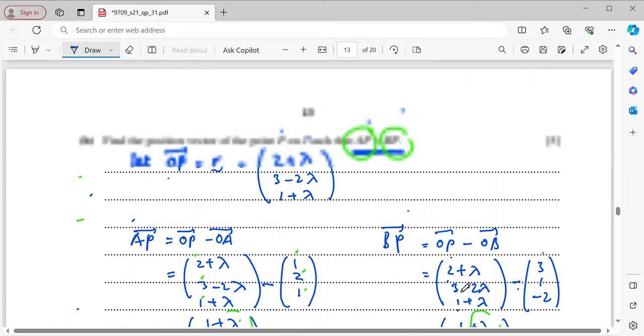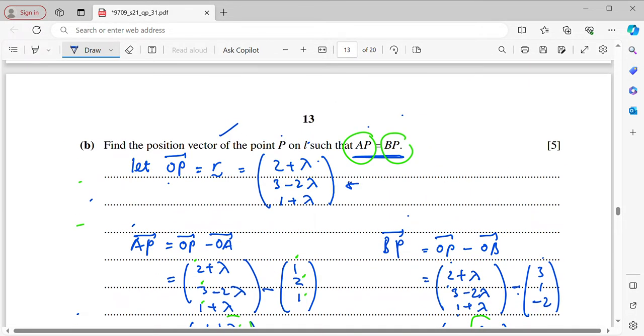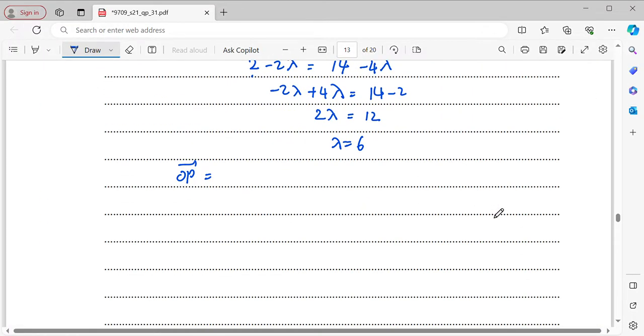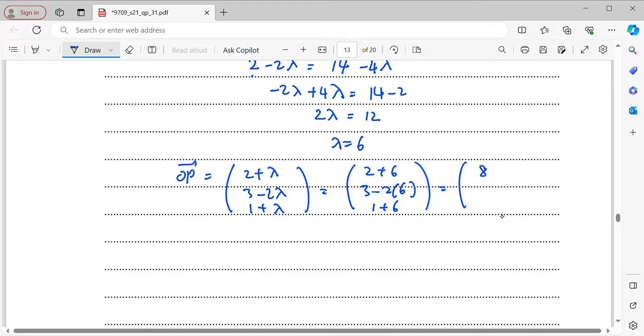Once I found the lambda value, then I will substitute into my OP. So which means now my OP will be 2 plus lambda, 3 minus 2 lambda, and the last one is 1 plus lambda. So now you replace the lambda by 6. Then here you will be getting 8. So 3 minus 12 is minus 9. 1 plus 6, 7. So that's my OP.